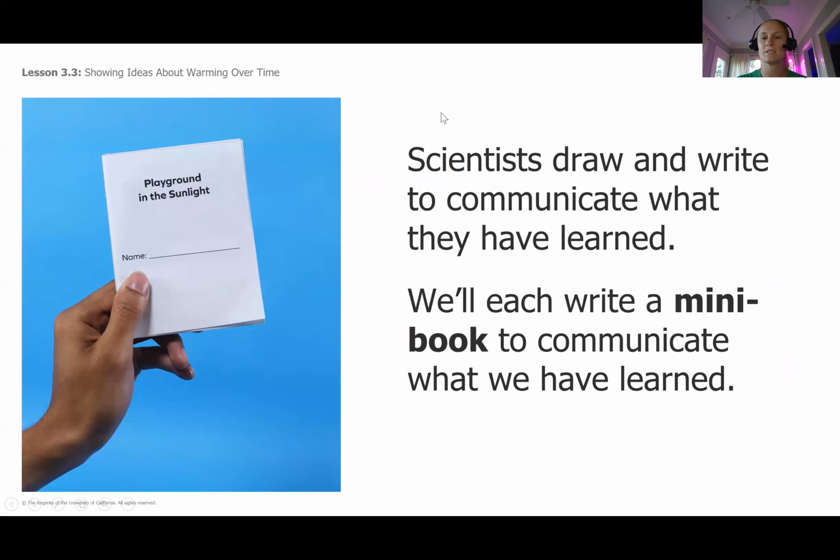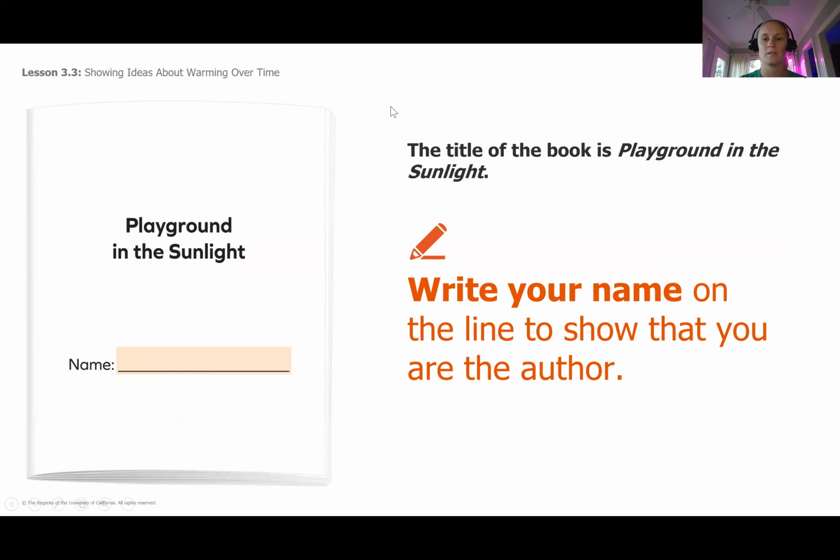So on days 2 and 3, you're going to be making a book. You have these pages in your packet. Scientists draw and write to communicate what they've learned, and you guys know that we have to tell people what we've learned as scientists. Okay, so we're going to create a mini book to communicate what we've learned with other people. Okay, this is going to be really cool to show our parents or our siblings or grandparents as well. So on this day, you're going to make sure you write your name and give it a title. Playground in the Sunlight is what I titled mine.